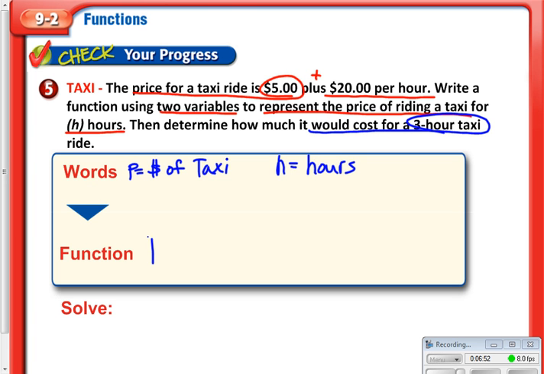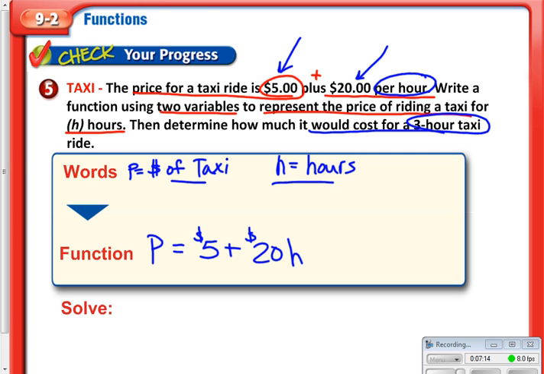Then we need to determine how much it would cost to ride the taxi for 3 hours. So here's the price of our taxi, P. What you need to pay for your taxi, as stated above, is a $5 charge plus $20 per hour. So we have $20 per H, and here are our two variables. We've used both, since it says to use two variables. So there's our function.